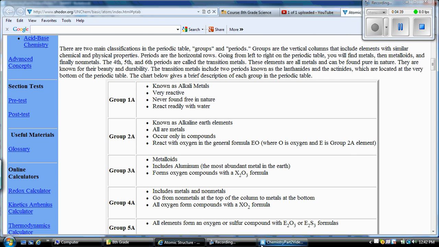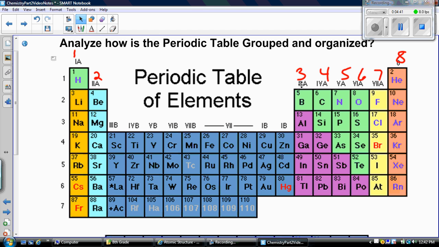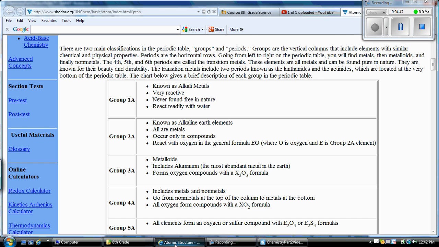Okay, group 3A, let me go back to it. It's right here. This group right here, 3A. Those are called metalloids because they have properties of both a metal and a nonmetal. So they will somewhat conduct electricity. That's why they're used a lot in computer chips. It includes aluminum, which is the most abundant metal in the earth. And it forms oxygen compounds where X is the group 3A element, and usually 2 of the group 3A atoms bond with 3 of the oxygen.